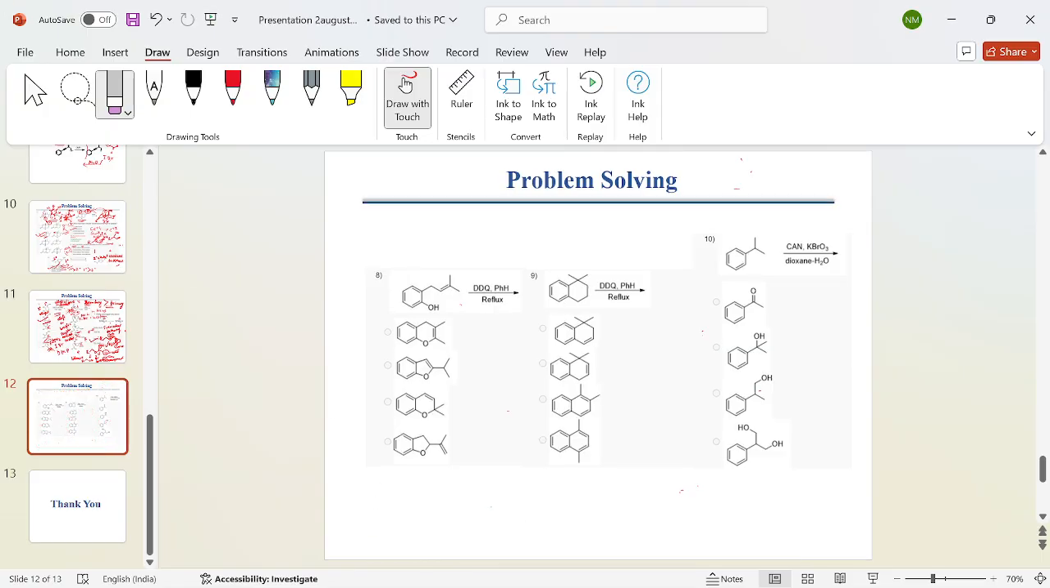What happened is there, between this carbocation and this carbocation.